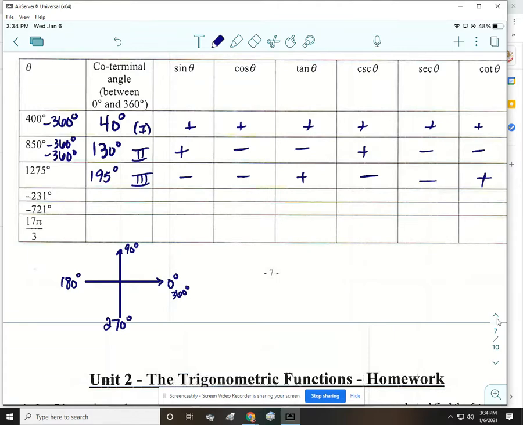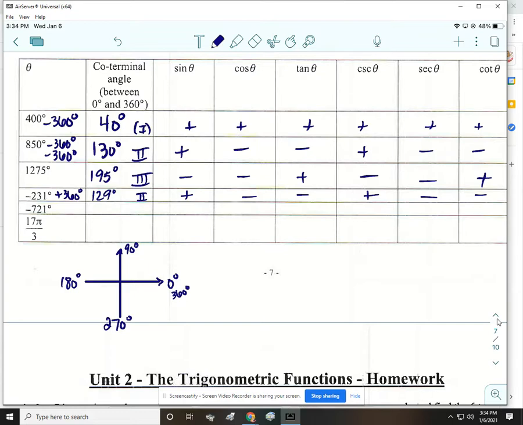All right, for negative angles, what we'll do is add 360 to it. That's going to give us 129 degrees. 129 degrees is in quadrant 2. Sine is positive, other 2 negative. Cosecant is positive, other 2 negative.